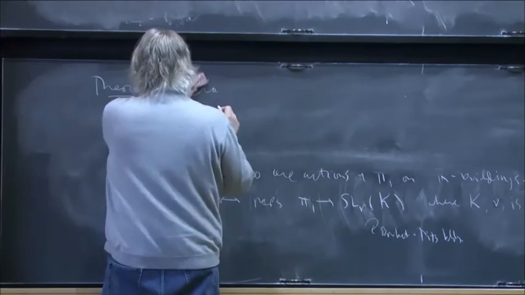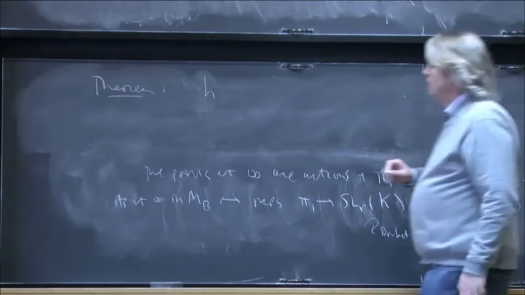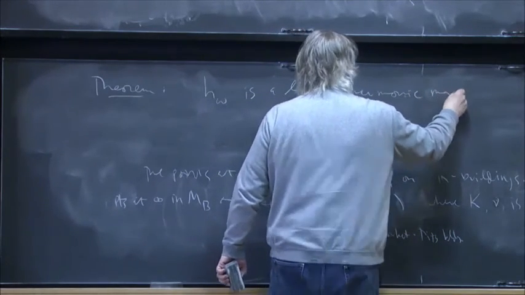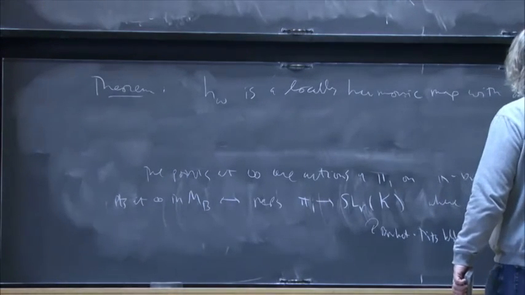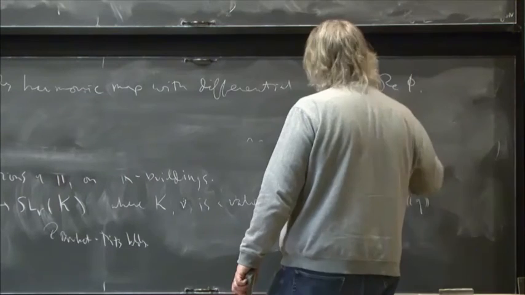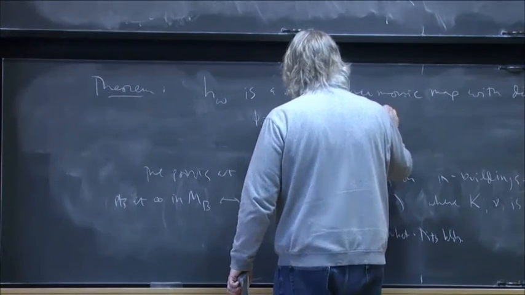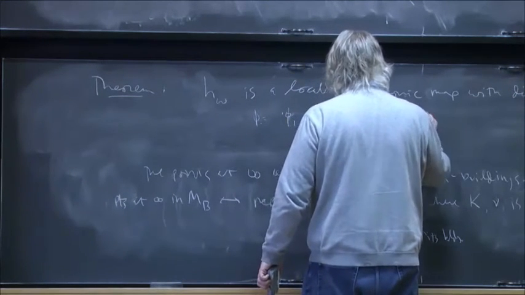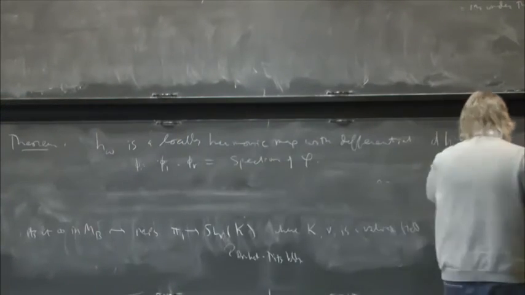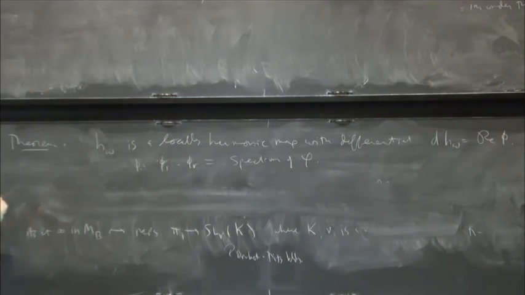is that the classical theorem. That's the proof. Is that the H omega, as it's called, this map here, is a locally harmonic map with differential d of H omega equal to the real part of phi, where the phi i's are the eigenvalues, the eigen one-forms, of the Higgs field phi. This is in our situation of a connection there.